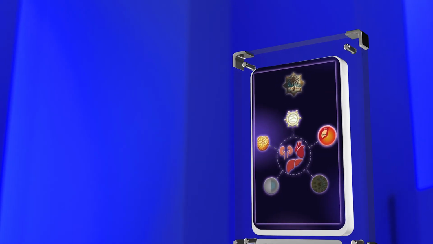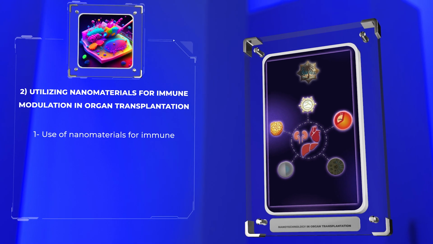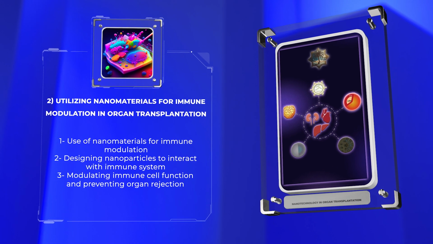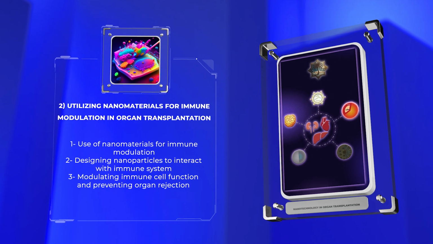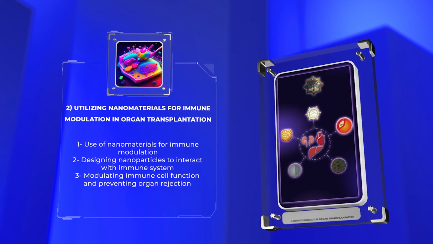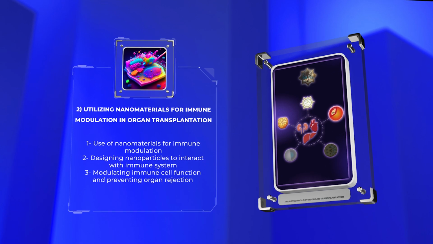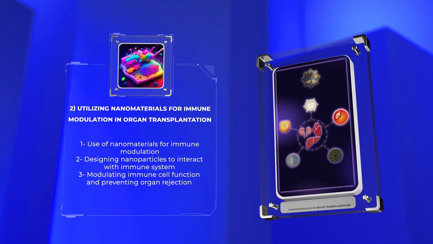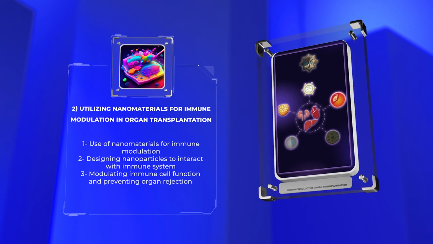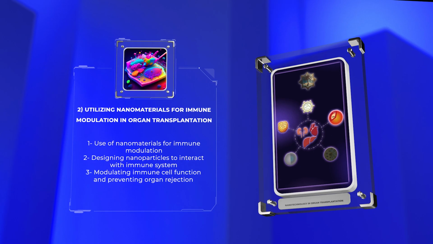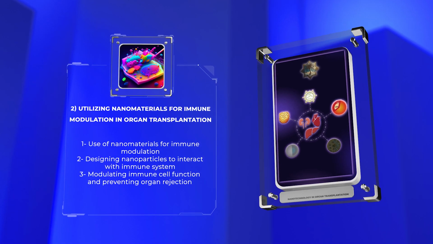This topic delves into the use of nanomaterials for immune modulation in organ transplantation. We will discuss how nanoparticles can be designed to interact with various components of the immune system, thereby influencing immune responses and promoting tolerance to transplanted organs. Specific examples of nanomaterials, such as liposomes and polymeric nanoparticles, will be explored, highlighting their ability to modulate immune cell function and prevent organ rejection.